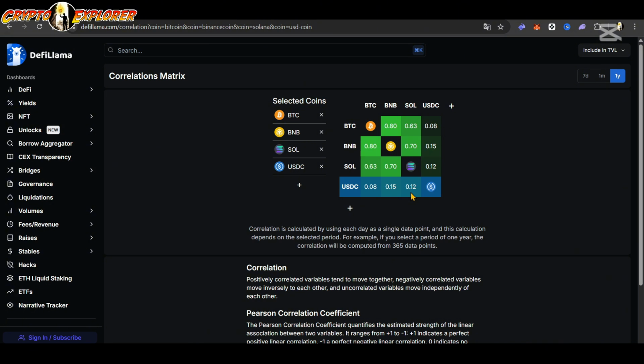Best case scenario would be having a correlation score of 1, which would be 100% correlation. That's not going to happen when we're talking about a stable coin paired with a volatile asset. You can see for the pair of USDC with Bitcoin, the same thing, right? 0.08%. This one is 0.15 or 15%, right? Correlation.